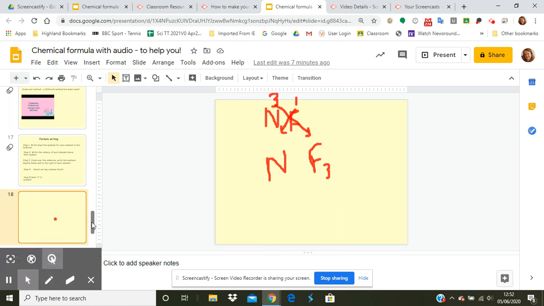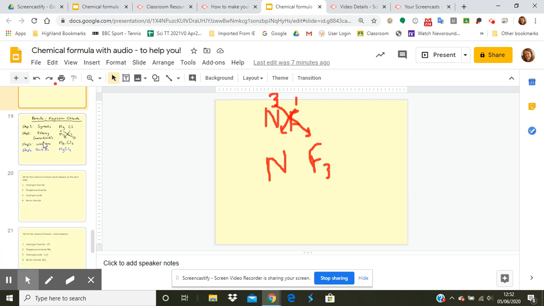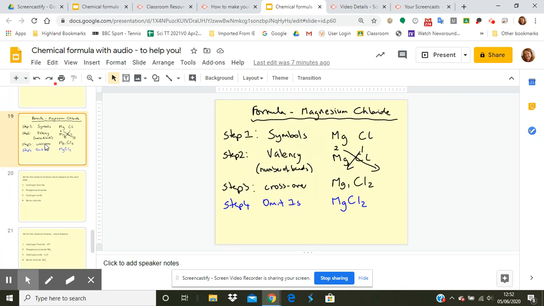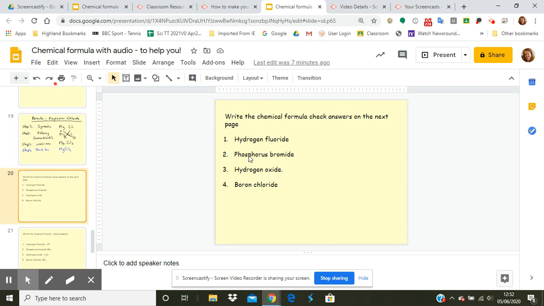Let's just check what else there is. That's going through magnesium chloride, an example that I'd done in class last year. That's giving you a similar idea. Now it's entirely up to you how you do these. You've got 2 methods, so try them both. I've given you 4 examples here.